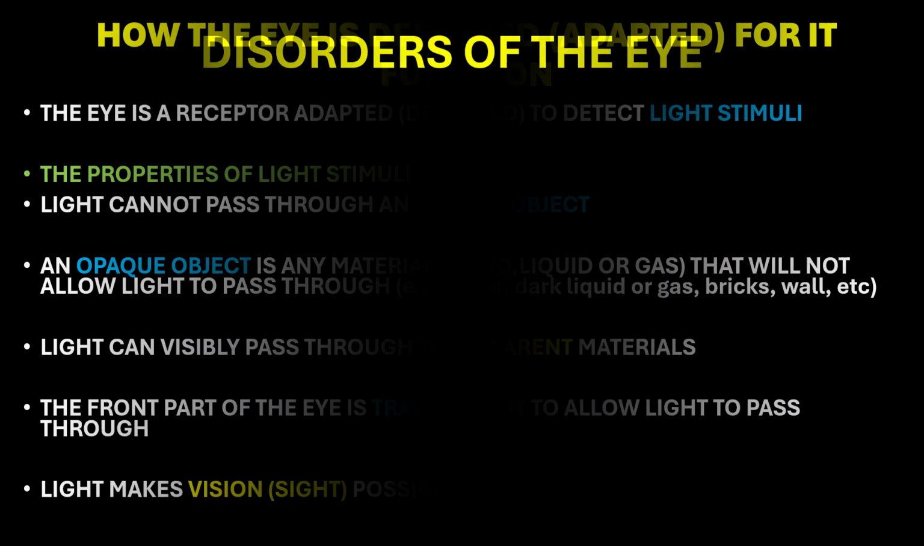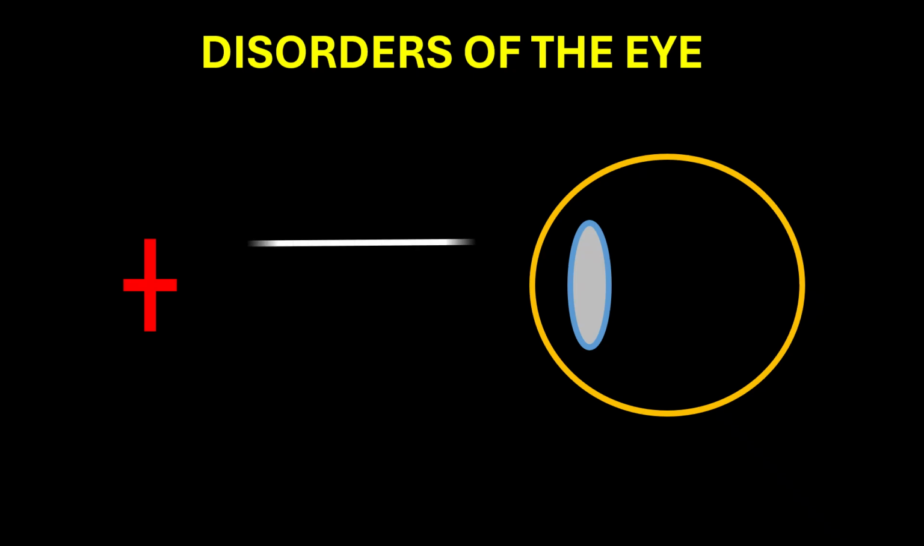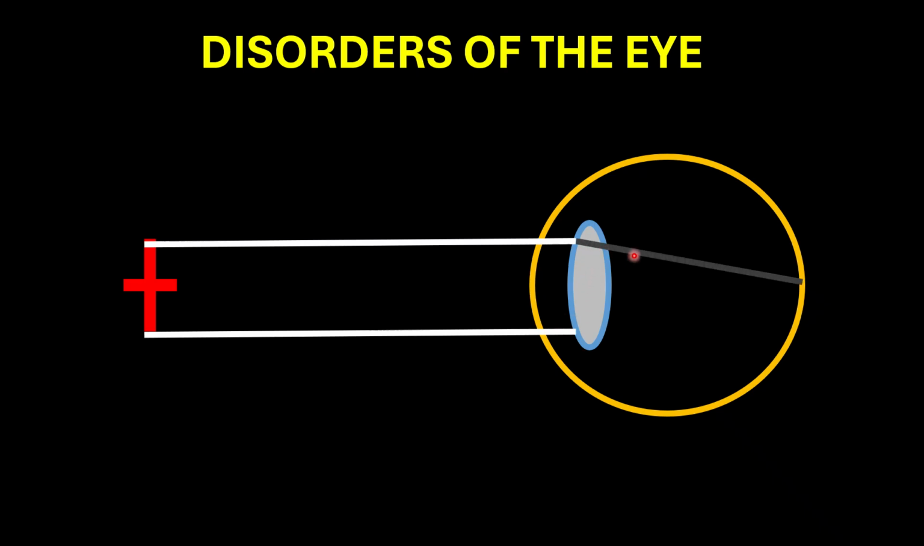Then we go on to the disorders of the eye. In looking at the disorders of the eye, if you look carefully, that is the lens, and that is an object nearby. Over here, light coming from the object will pass through the cornea and then will be refracted and enter into the lens. That is the lens. And then the lens will also bend the light coming from the object. But wait a minute, the light coming from the object was very bright.